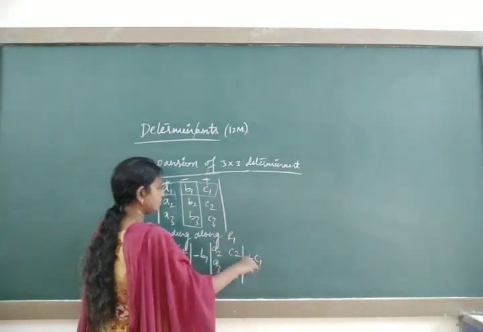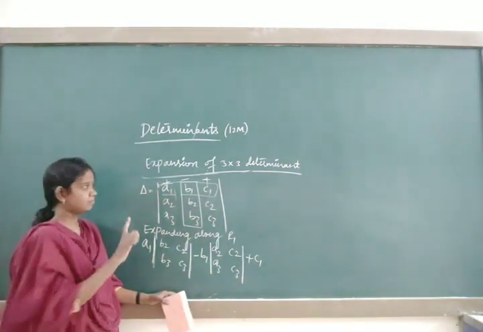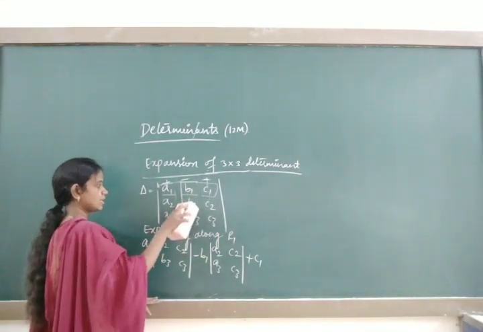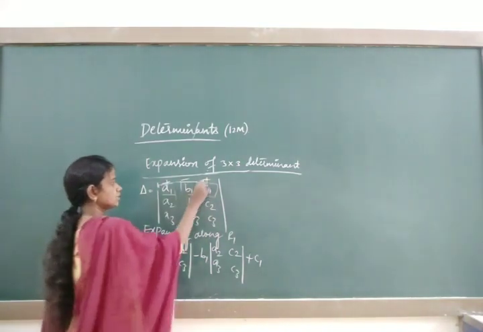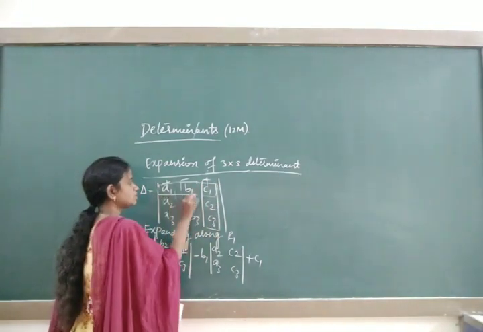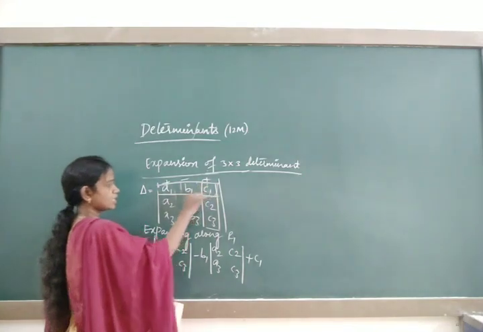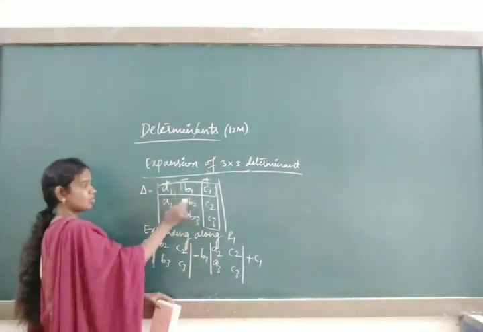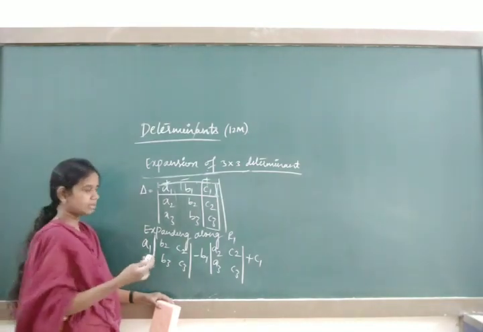Next you take plus C1. Signs are important: plus minus plus. Why that sign has come, I will explain later with the help of the minor. Wherever C1 is present, close that one. It is present in the first row and in the column. Close this one, close this one. What remains? A2, B2, A3, B3.